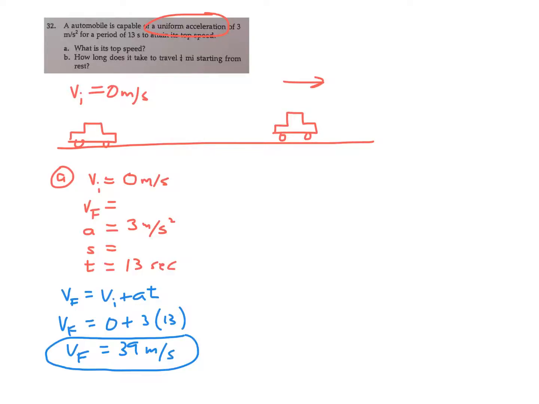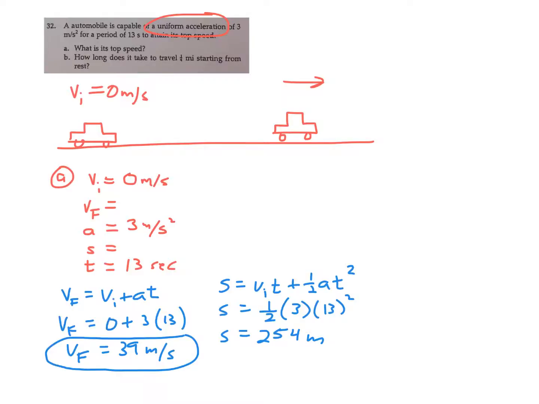But in order to transfer over to part B, we also need to figure out s, as you'll see here in a second. And I can use the third equation for that. s equals v sub i t plus 1/2 a t squared. So s will equal 0, I'll just skip that part because that's 0, times 1/2 times 3 times 13 squared. So my s for part A here is, I believe, 254 meters, going to 3 sig figs.